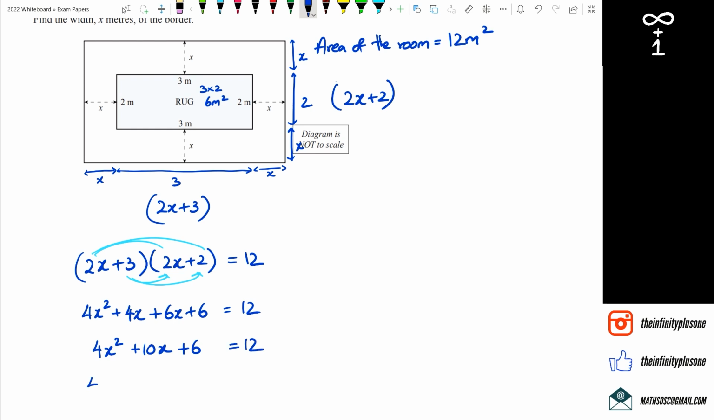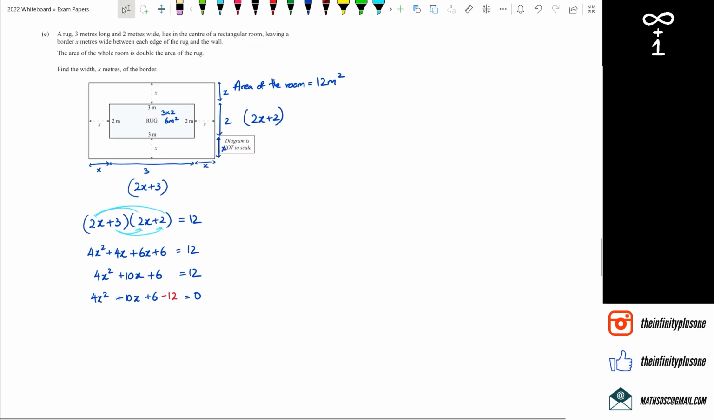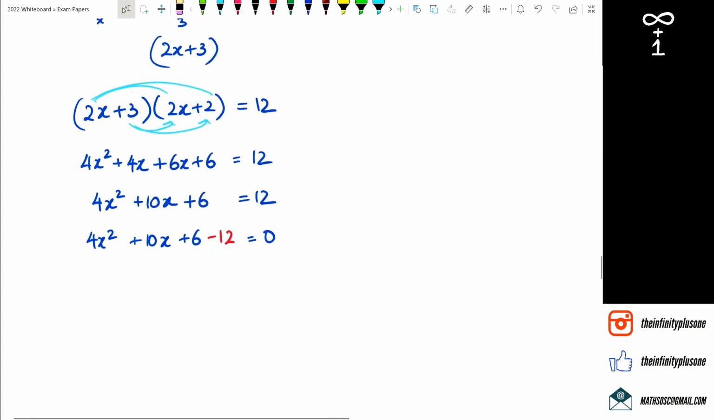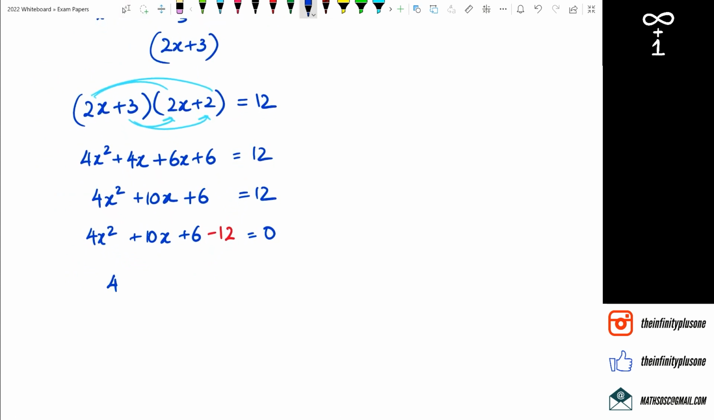Now it's a quadratic equation, so we want to make sure that one of the sides is equal to 0. So I'm going to get rid of the positive 12, bring it to the left-hand side, make it minus 12, and all of that is equal to 0. Okay, so once that's done, we're going to simplify it. We're going to get 4x squared plus 10x minus 6 is equal to 0.